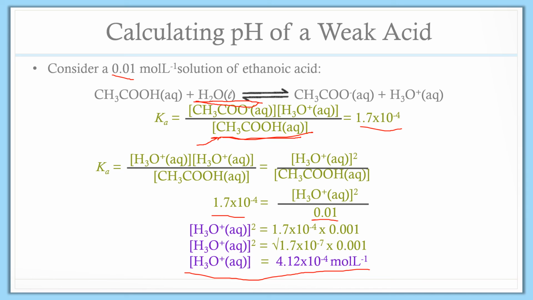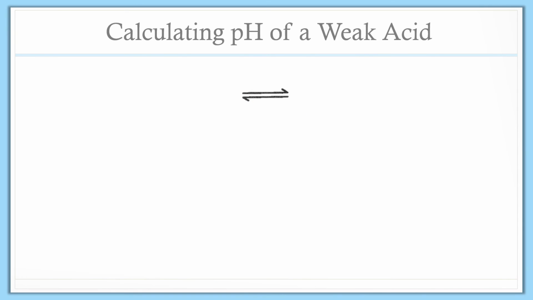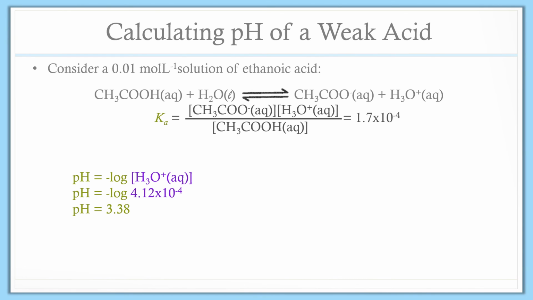Are we done? I've waited for all of you to chorus, no, we're not done. You have to do one more thing, because you want to calculate not the concentration of hydronium, but the pH of a weak acid. Same assumptions as before; now we just need to throw it into our pH equation. The pH is equal to the negative log of the concentration of hydronium. We now know the concentration of hydronium, so the pH is equal to 3.38, which is pretty acidic. Not super acidic, but pretty acidic.